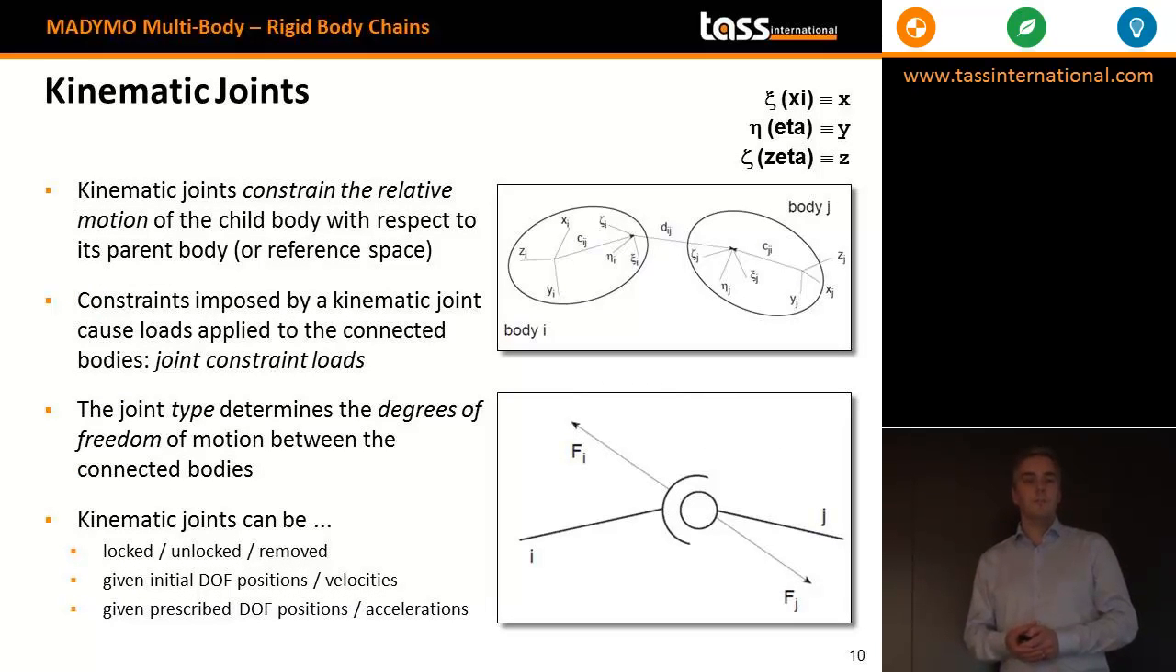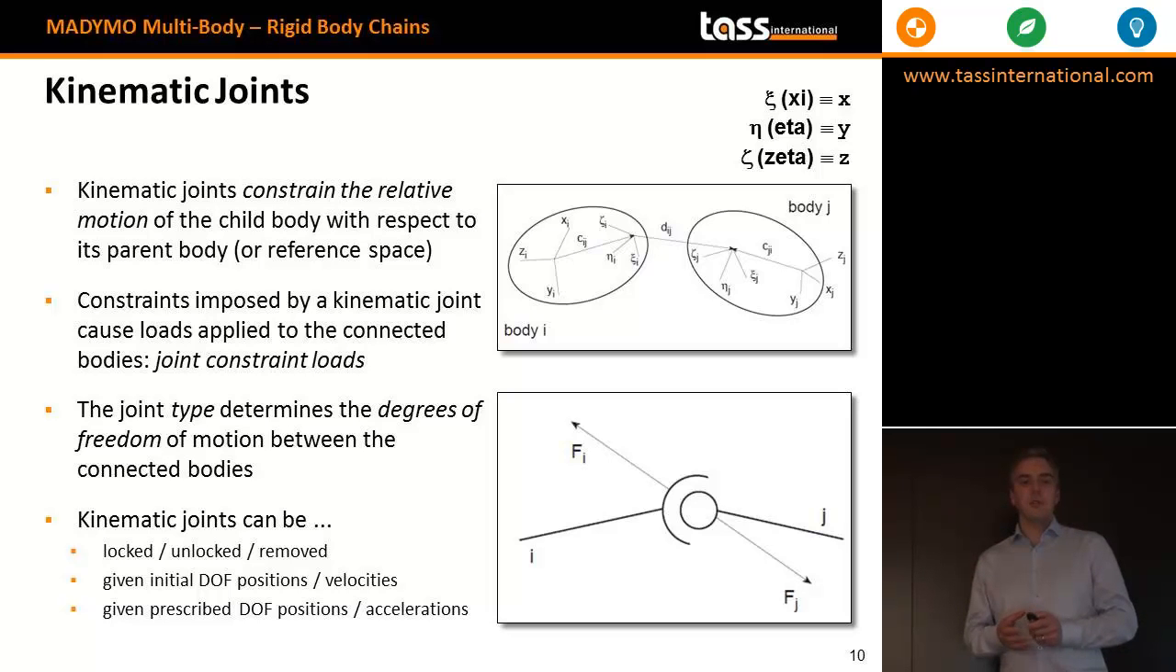Next we go to kinematic joints. Kinematic joints do what their name says. They constrain the relative motion of a child body with respect to its parent body. So a joint is located in between two bodies and it connects them in a kinematic way, and depending on the type of joint there are one or multiple degrees of freedom and degrees of suppression. So a kinematic joint effectively imposes constraints on the relative motion of the bodies, and when loads are applied to these bodies and relative motion is attempted, that will result in joint constraint loads for the degrees of suppression.